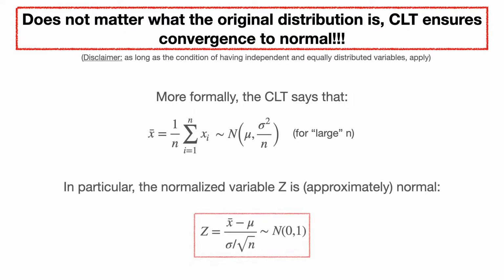In particular, as I mentioned before, if we have a normal distribution with an arbitrary mean and standard deviation, by doing this normalization we get a normal distribution with mean 0 and standard deviation 1.